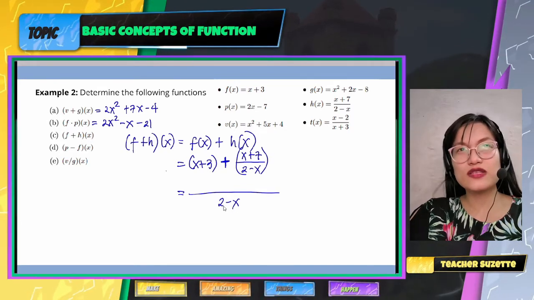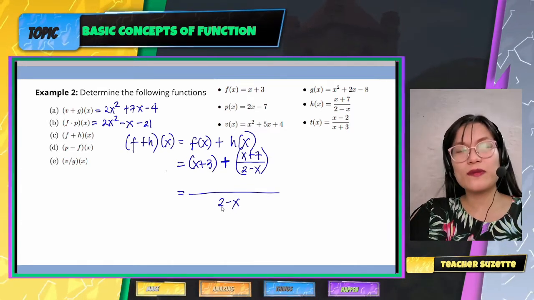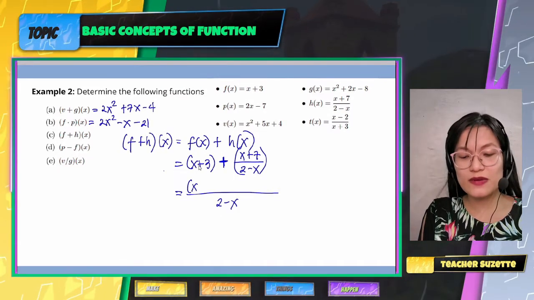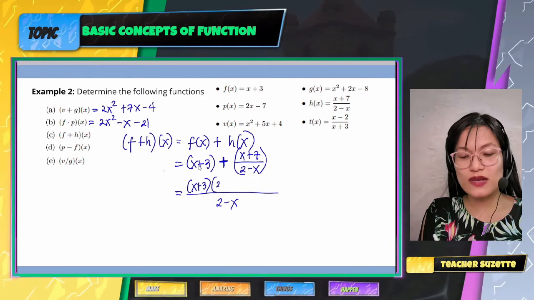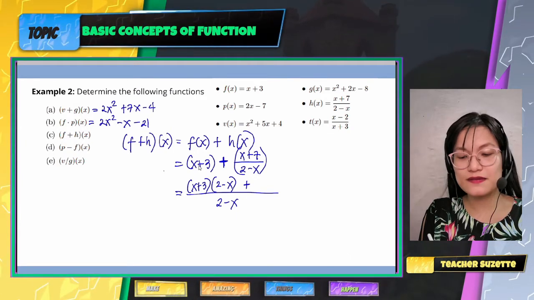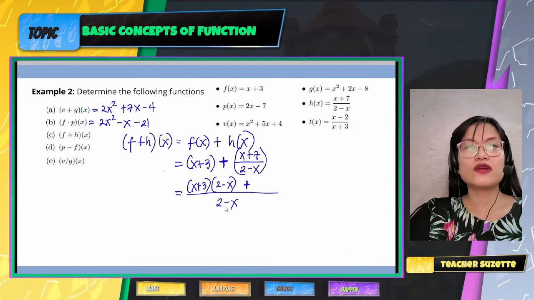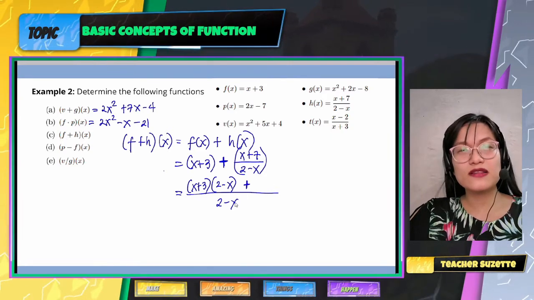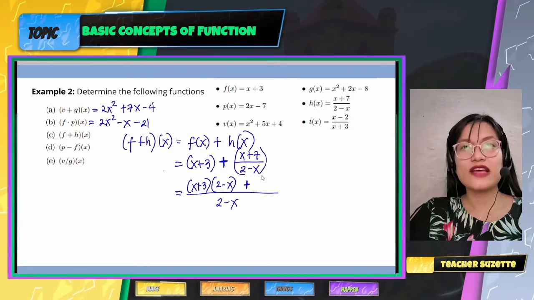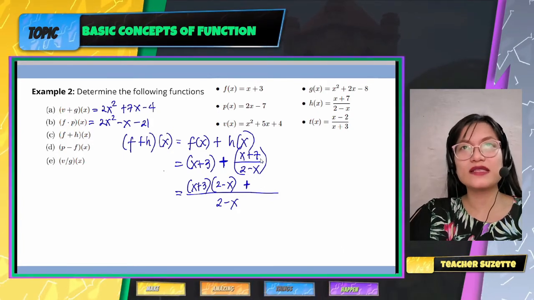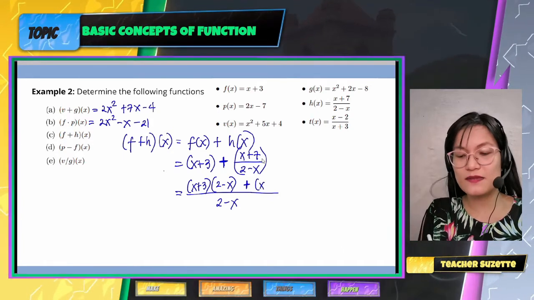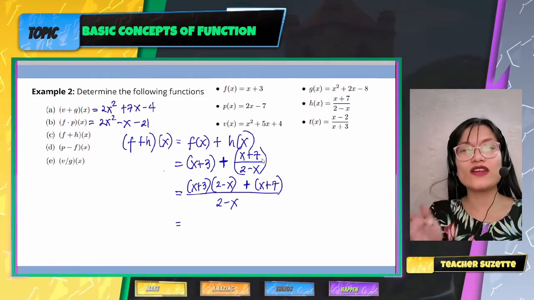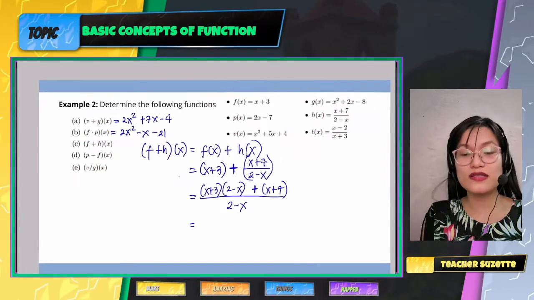So, let's proceed to multiply. We multiply our denominator by our numerator. So, we will have x plus 3 times 2 minus x. Next, here, 2 minus x divided by 2 minus x. A number divided by itself, the answer is 1. So, 1 times x plus 7. So, you will have x plus 7 as your answer. So, now they are equivalent fractions. They both have the same denominators.